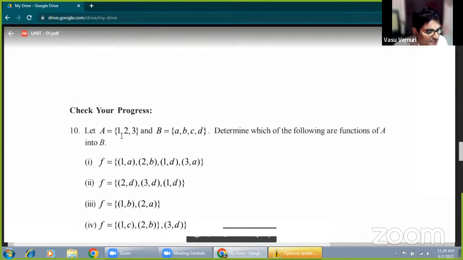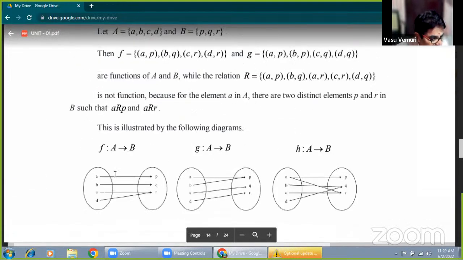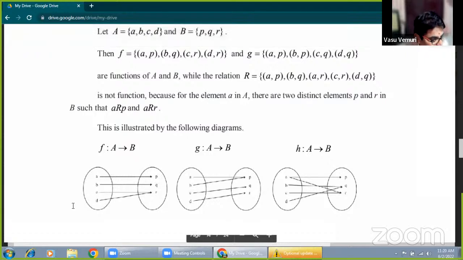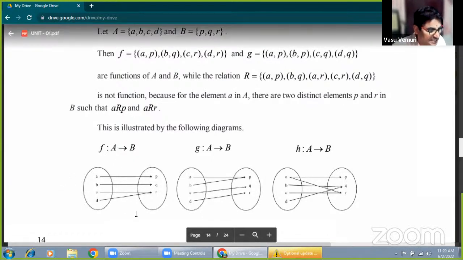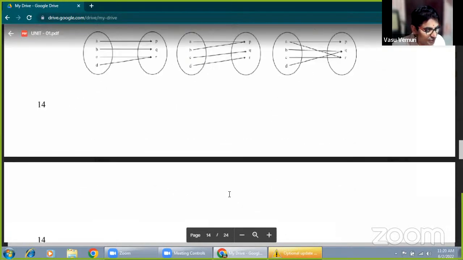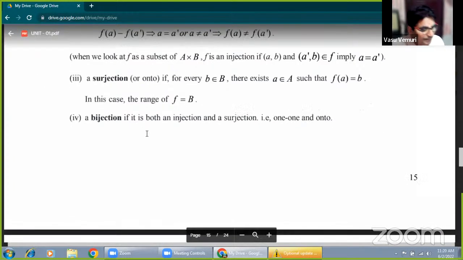Now, practice these problems by comparing with here. These are different elements. A and B are there, and B and Q are there. But here C and D are connecting with R. So this is not a function. When each different element is represented in the codomain, that is called the functional relation. Now this is also one of the practices here.